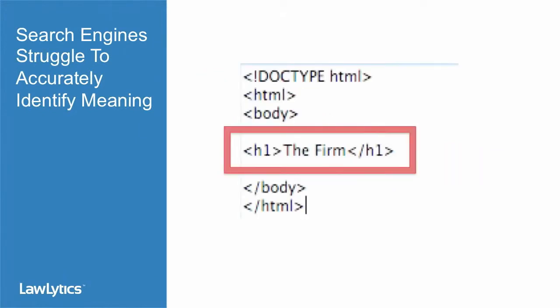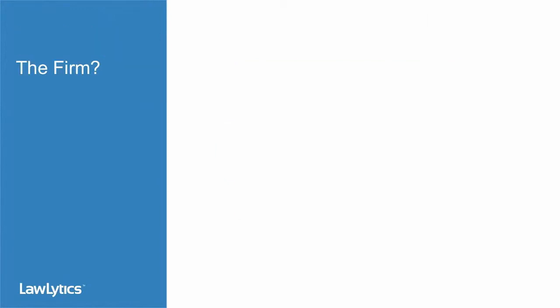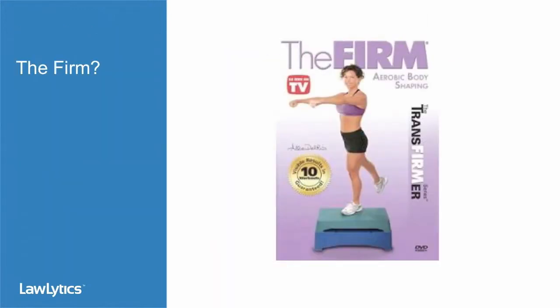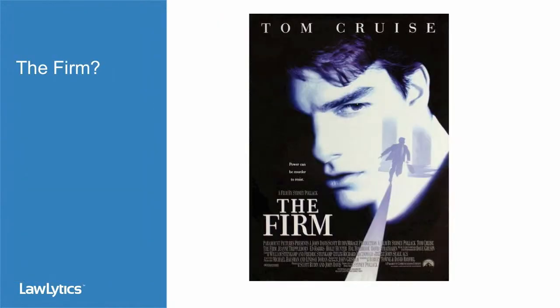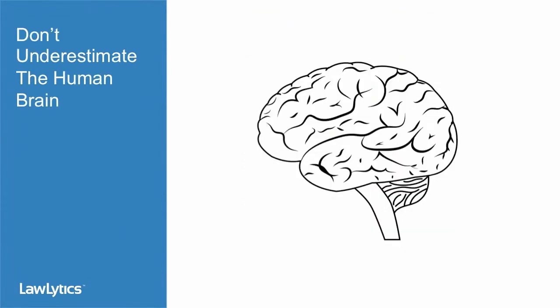When a search engine sees that you've got a heading called The Firm, it might think the firm refers to some as-seen-on-TV aerobics video, a 1980s hair metal band with the guy from Led Zeppelin, the Tom Cruise movie based on a John Grisham novel, etc. There's a lot of options that the firm could refer to. Never underestimate the power of the human brain. Things we take for granted as rote functions, like ascribing meaning to words based upon their context, are actually hugely complex processes. And they're incredibly difficult for computer programs to emulate.